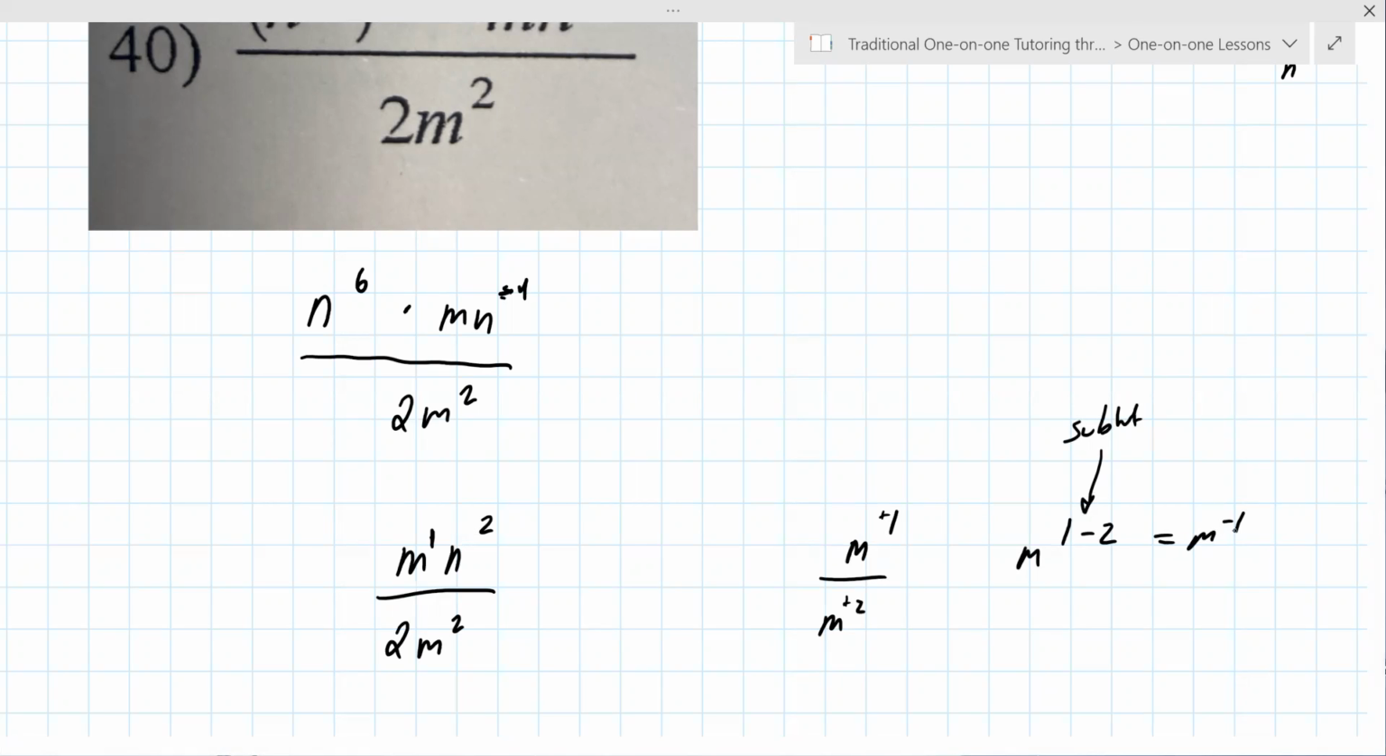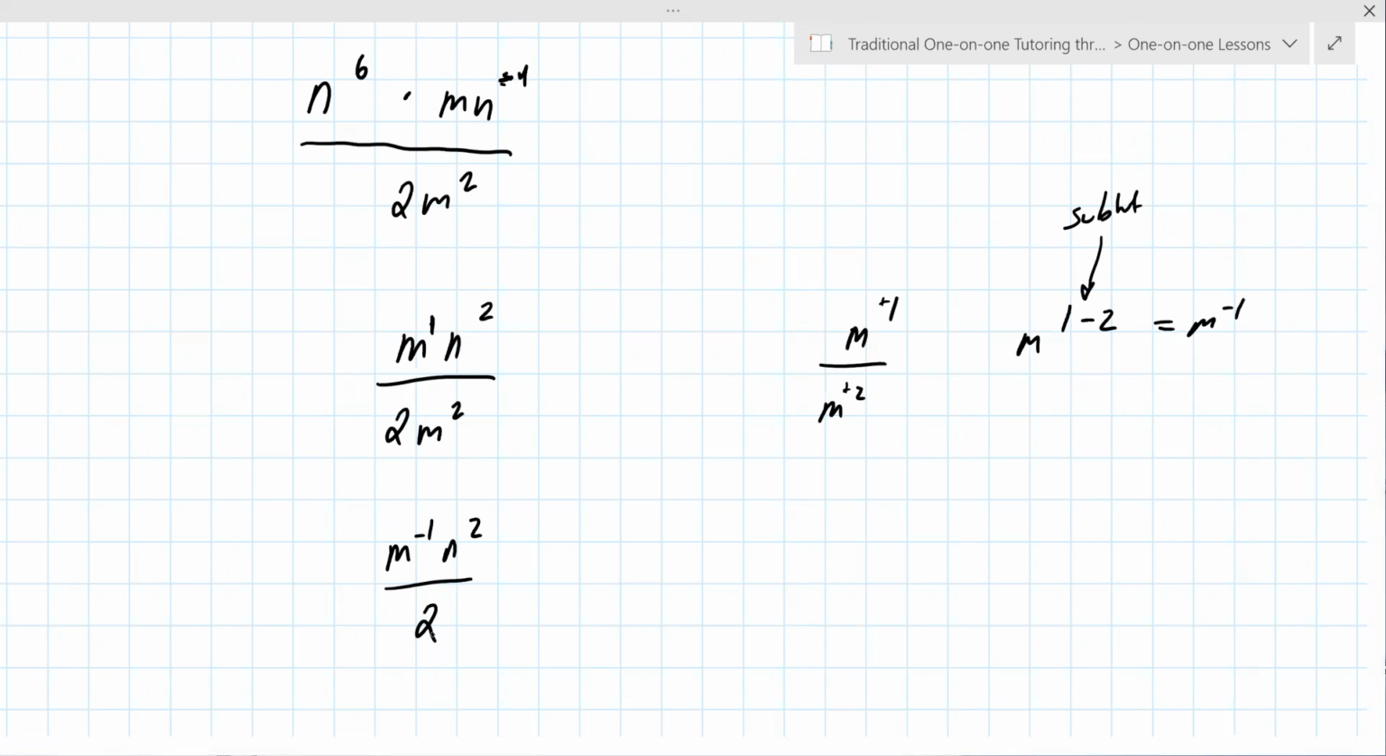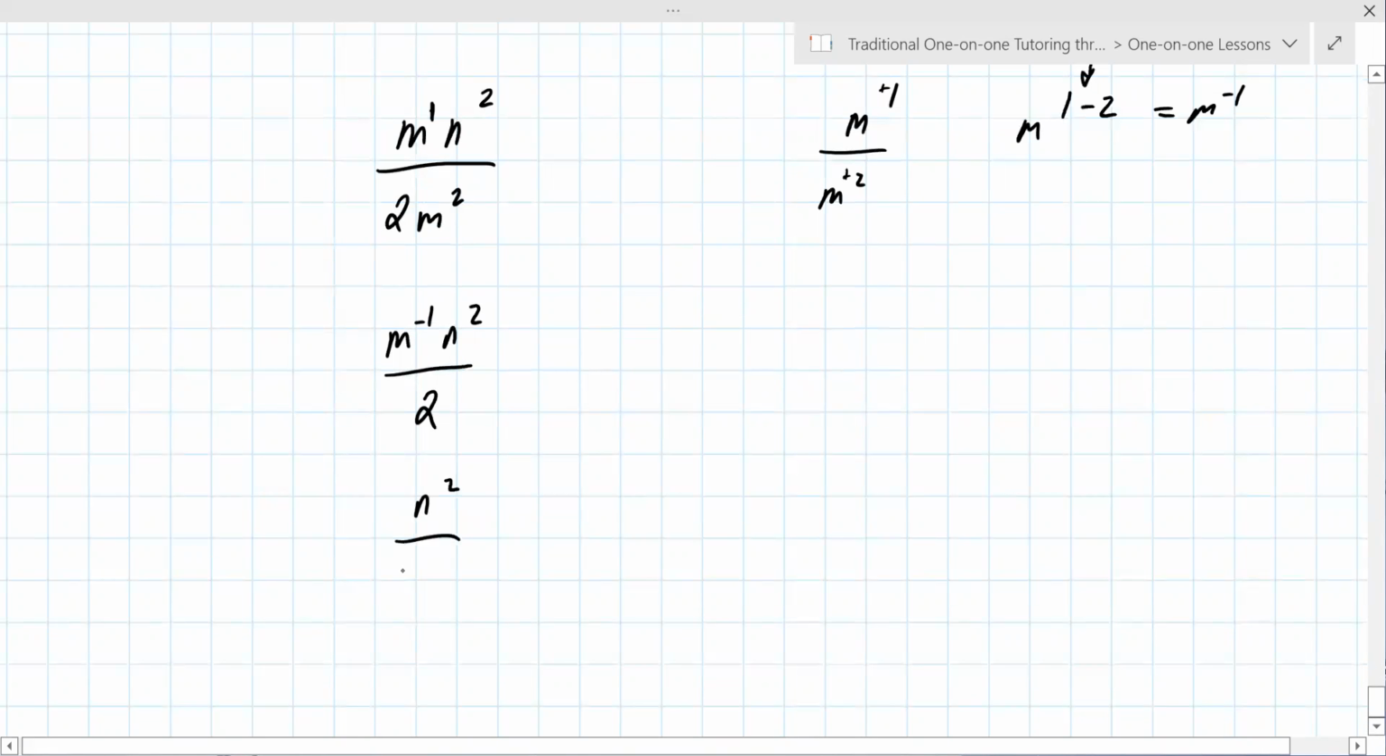So would it be m to the minus 1 and then n squared divided by 2? Yeah, so it's m to the minus 1 n squared over 2, but you can't leave it with the negative exponent. So it'd be n squared over 2m, 2m to the first power. Yes, n squared over 2m to the power of 1, or 2m, like that.